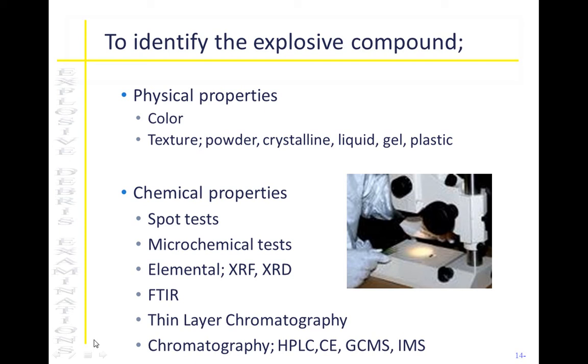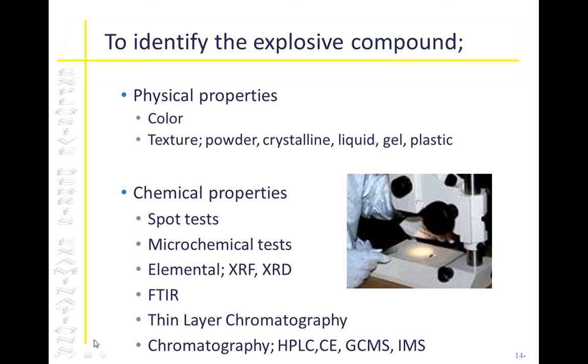But if we concentrate specifically on that explosive residue, trying to identify the explosive compound, we're once again going to be working with the various physical properties of the sample and also the chemical properties of that sample itself. So we'll be looking at the specific color of the residue itself, then trying to determine the texture of it. A lot of your residues might be in powders or crystalline forms, but you also may have residues that could be liquid, gel, or plastic.